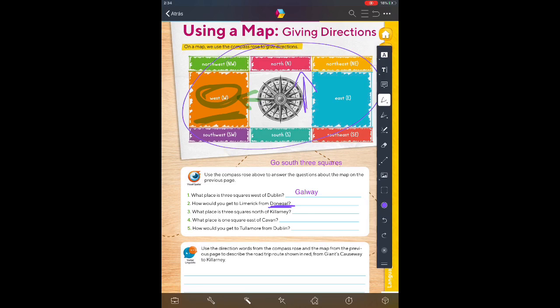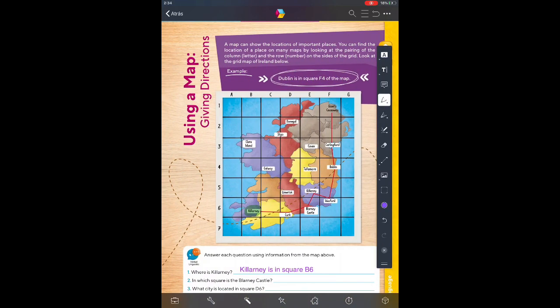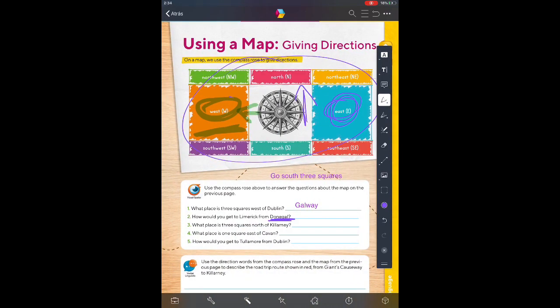And then it says number 4. What place is 1 square east of Cavan? Okay. And then number 5, it says, how would you get to Tullamore from Dublin? So you need to write, I don't know, go north 4 squares. I don't know. You need to check on the map, okay? So you need to put go, then the direction northwest, east, southeast, southwest, I don't know. And then the squares that you counted, okay?